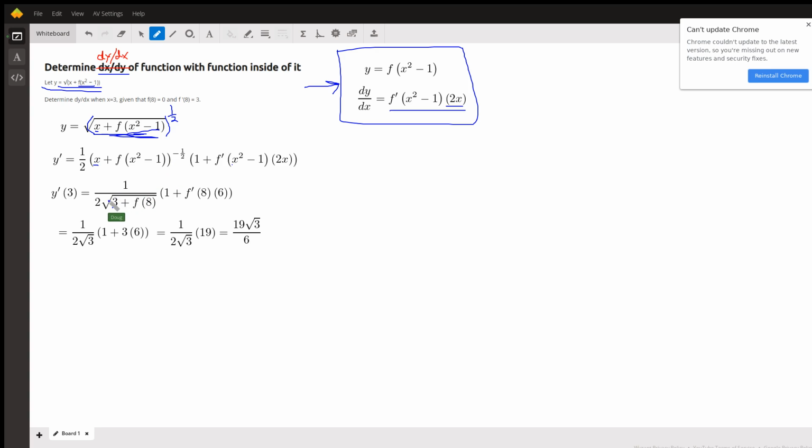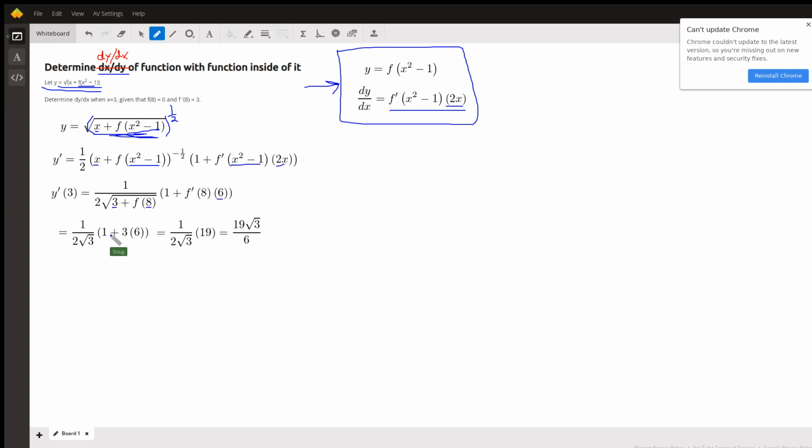So we'll bring the negative 1/2 power to the denominator and rewrite this as a square root symbol. And then wherever you see x, we'll replace it with 3. So when I put 3 in for this x for x squared minus 1, that's where this 8 comes from, f of 8. And same deal here. 3 in for x, f prime of 8, and 2 times 3 gives us this 6.